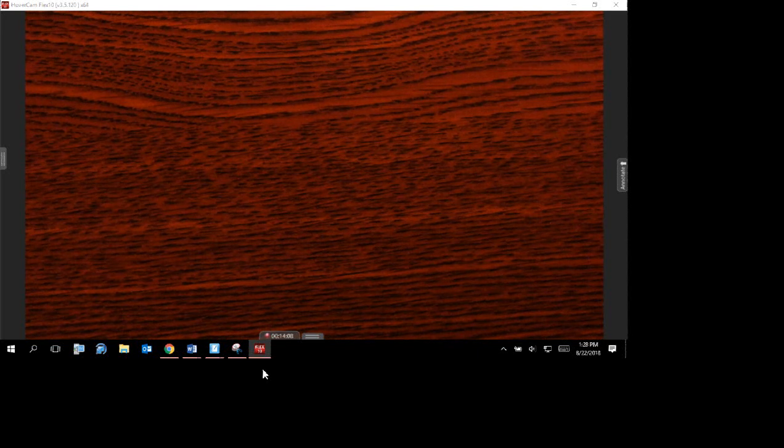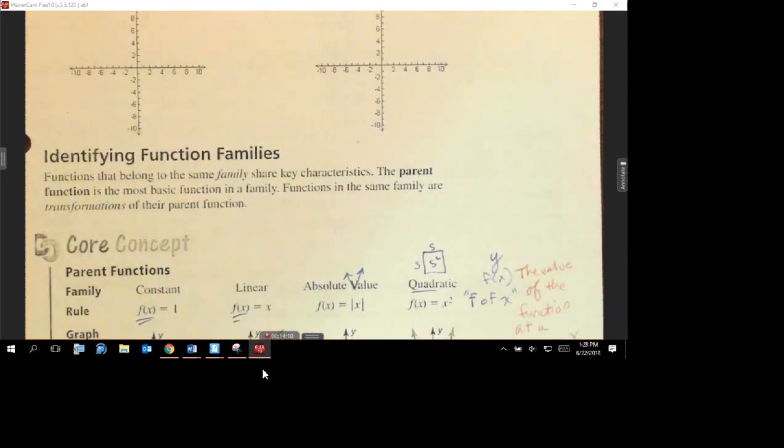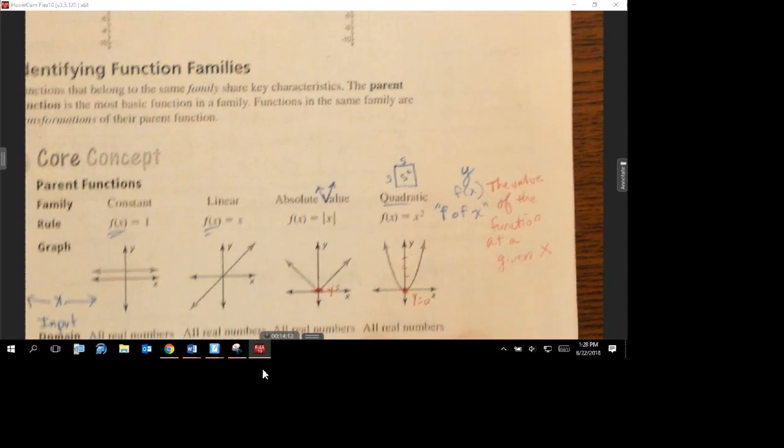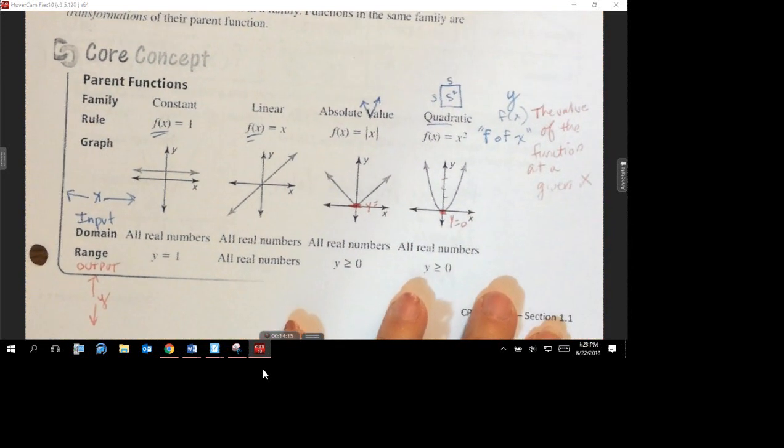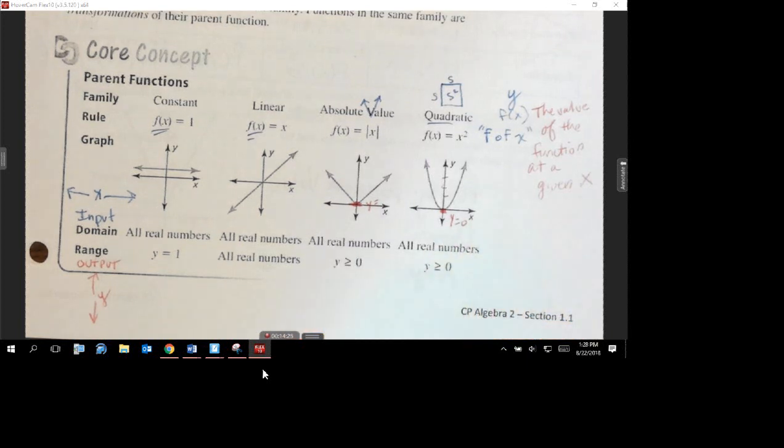Okay, let's go back a page. So this is what happens in your notes. You're like, oh, I don't know that answer. I better go back and look. So we don't know that answer. Let's go back a page. Taylor, help me out. Which one looks like the one we were just looking at? So what is the domain? All real numbers. If it goes on forever in both directions, all real numbers.